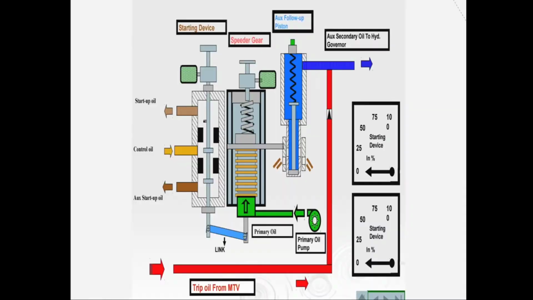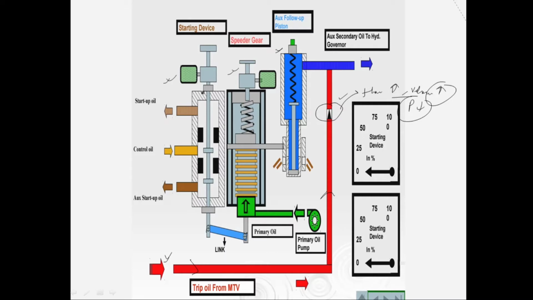In the next slide you can see this is the starting device, and this is the speeder gear. This is the auxiliary follow-up piston. Here trip oil is coming from the main trip valve. How it is coming I will describe in another video, but just focus that this trip oil is coming. This is an orifice. Orifices are used to increase the velocity or flow, and in turn pressure drops. You can see there are many orifices in the trip oil circuit.